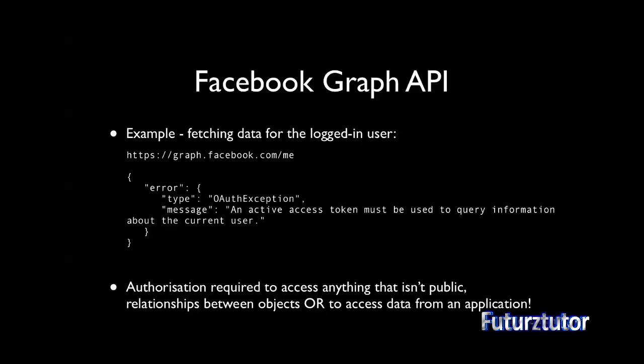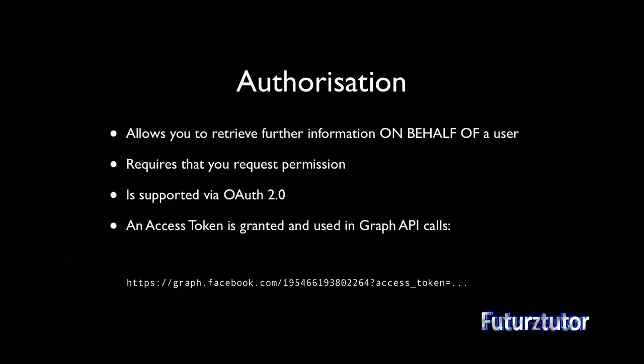The simple reason for this is that all applications must go through a process of authorization to ensure that 1. The user accepts the application and agrees to use it, and 2. Grants the application access to any data that it requires. This ensures that applications cannot access any information which the user wishes to keep private. Authorization allows you to then retrieve information on behalf of a user, having been authorized by that user to do so. It requires that you request permission to access data your application requires, and is supported via OAuth 2.